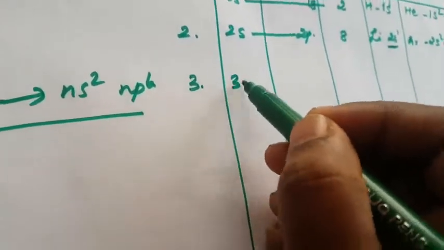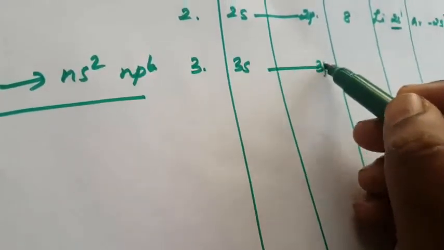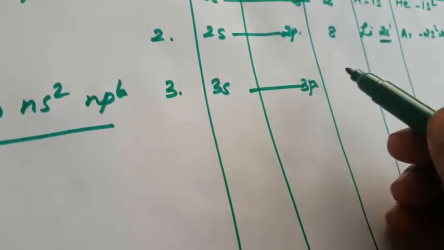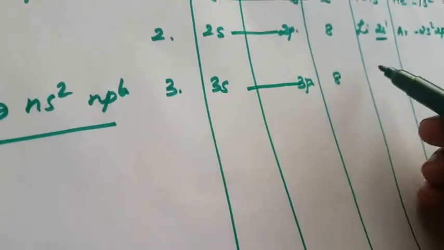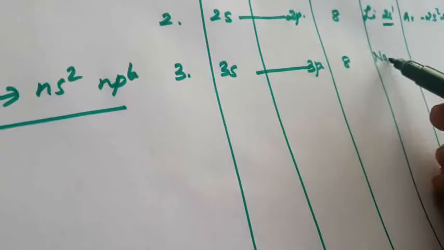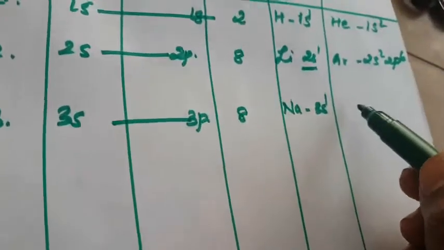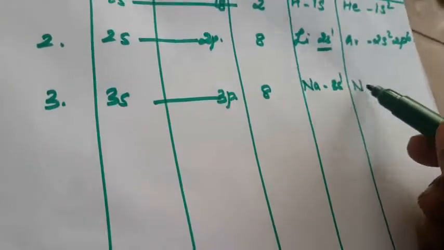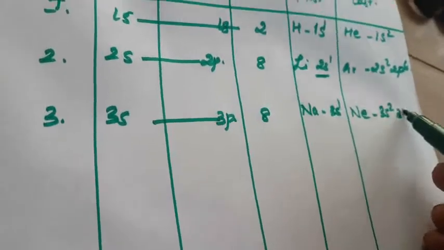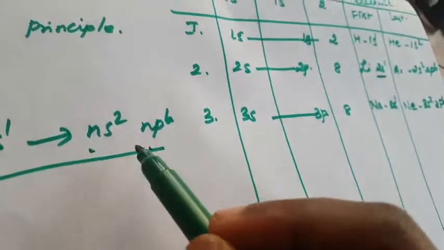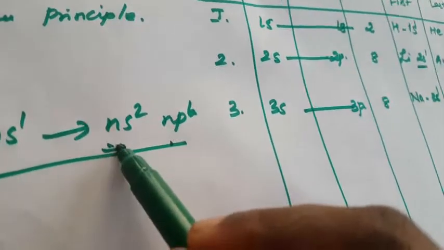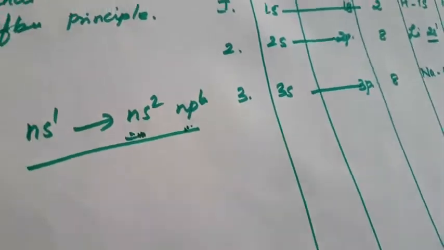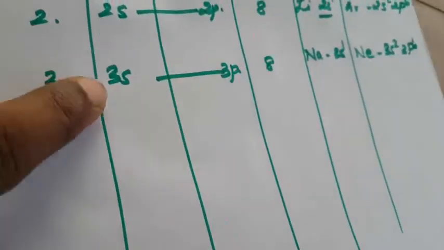Next is the third period, which starts from 3s and ends with 3p. Here also there are 8 elements. Sodium is the first, 3s1, and the last one is argon, 3s2 3p6. That is ns2 np6, where n is equal to the period number or principal quantum number. Here the third period means 3s and 3p, starting with 3s1 and ending with 3s2 3p6.